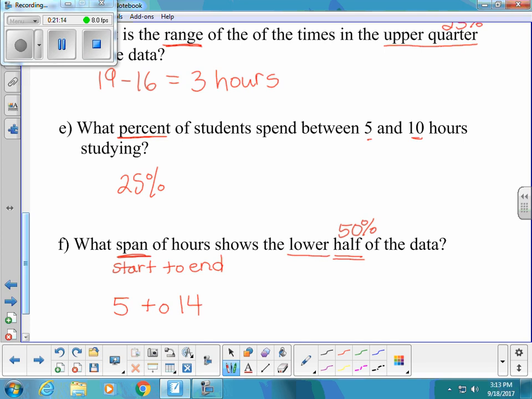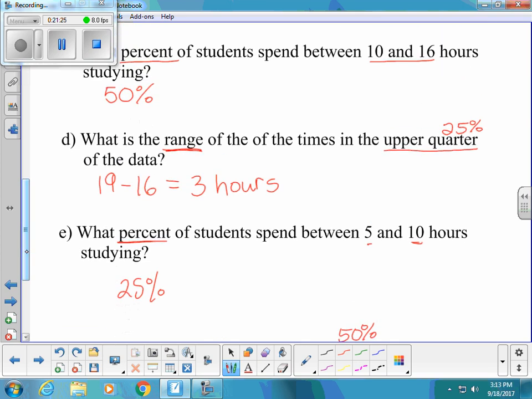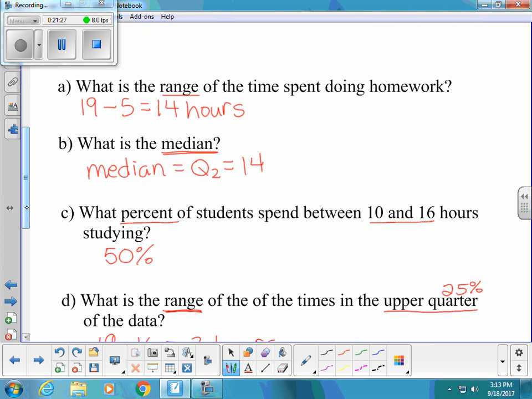And you shouldn't just write answers down, you should write down a little note, like half is 50%. Range is high minus low. Upper quartile is 25%. Okay?